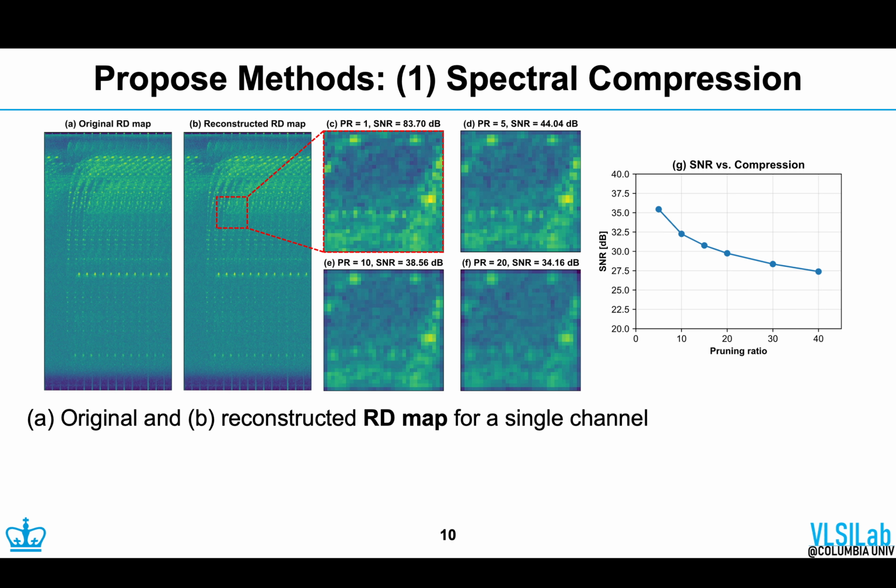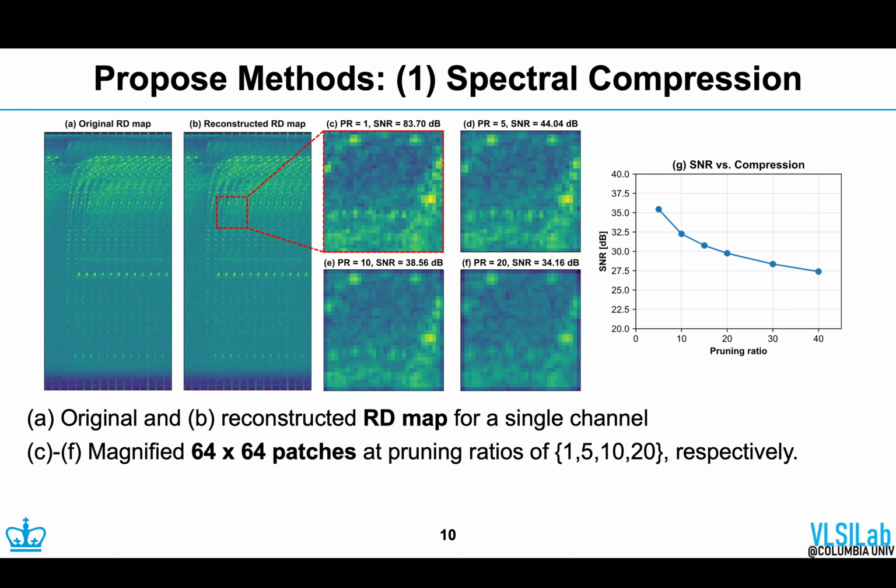This figure shows the original and reconstructed range and Doppler maps from a single channel. We also show magnified 64 by 64 patches at different pruning ratios, and the SNR versus bitrate roll-off.